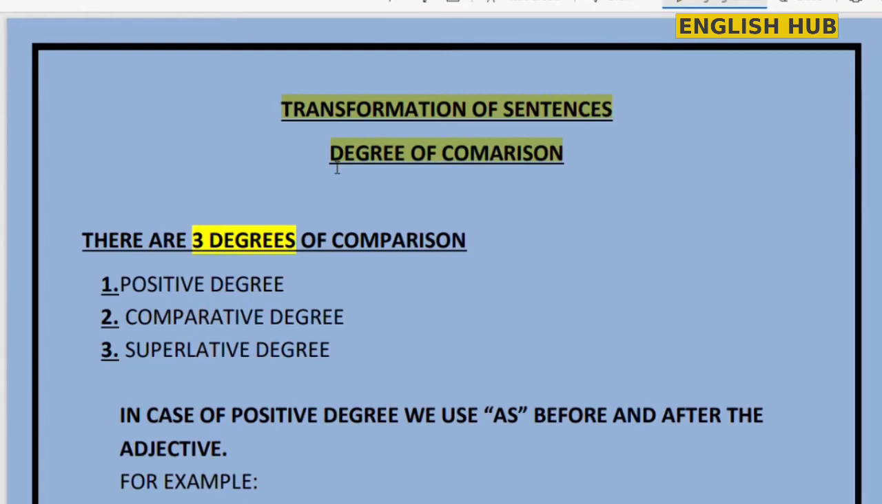We will move on to that, but first we will study a little bit of the basics, and then we will move on to the sentences. First, there are 3 degrees of comparison. We all know this: the positive degree, comparative degree, and the superlative degree. What are we talking about over here? We are talking about the basics. The first few lines would be just the basics.